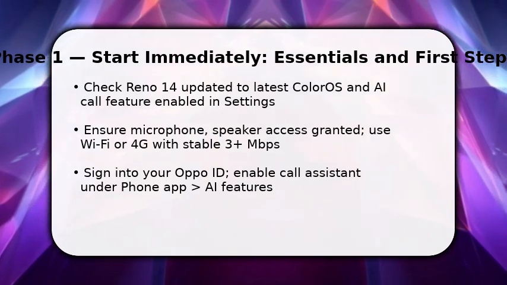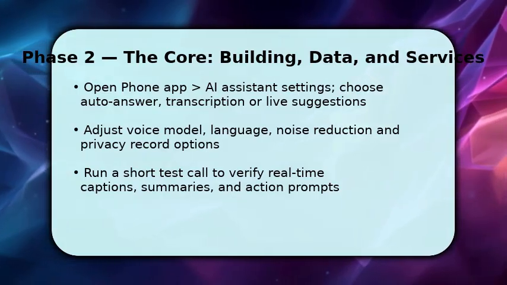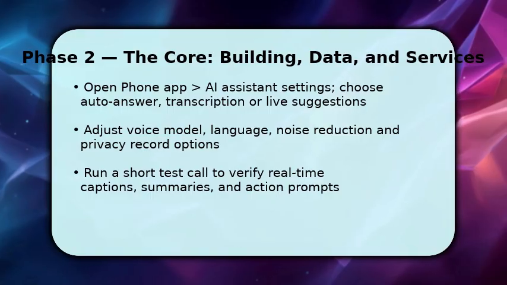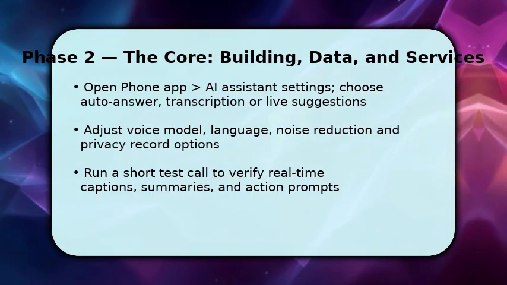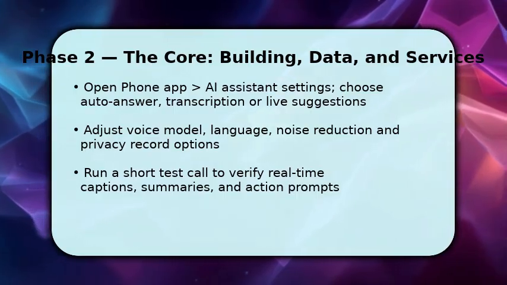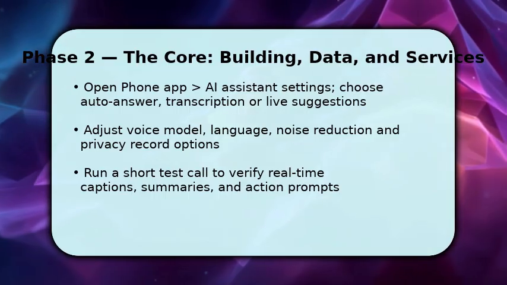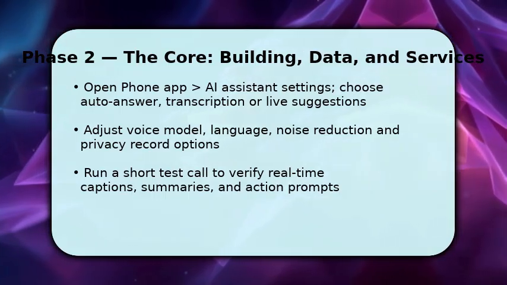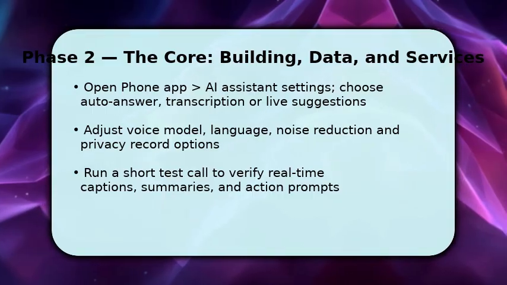Next, you configure how the assistant handles calls. In Phone App AI Assistant settings, pick Auto Answer or Manual Activation, choose Live Transcription and Suggestion options, and set your preferred language. Adjust voice model and noise reduction to match your environment, and review privacy settings for local or cloud processing. Then run a short test call to confirm captions, summaries, and action prompts appear.